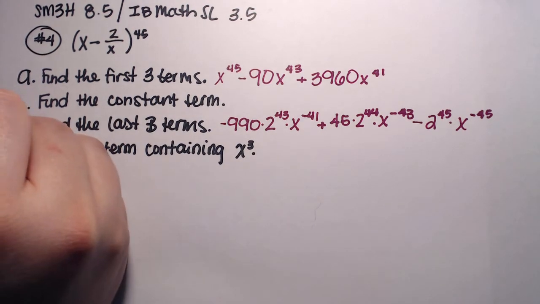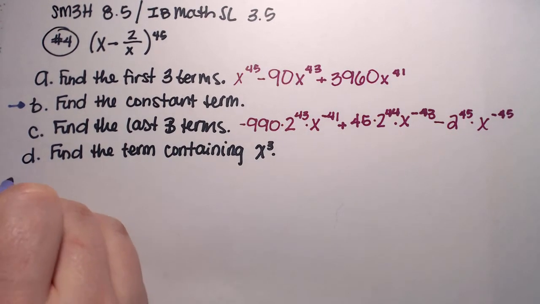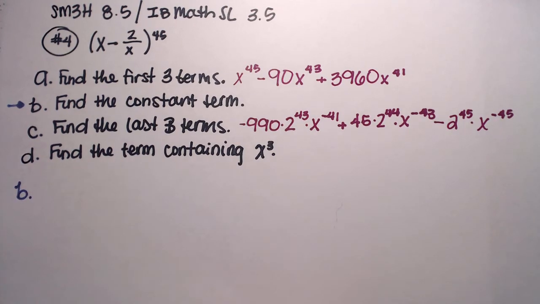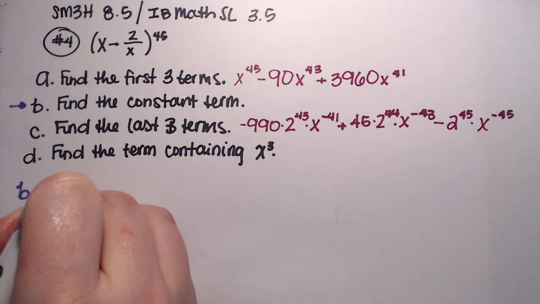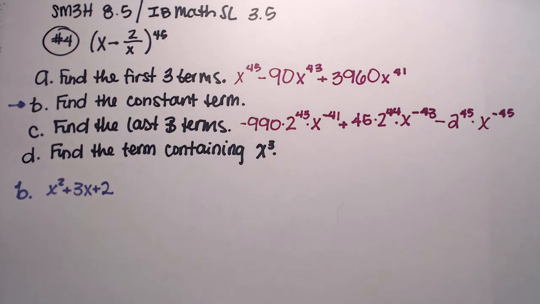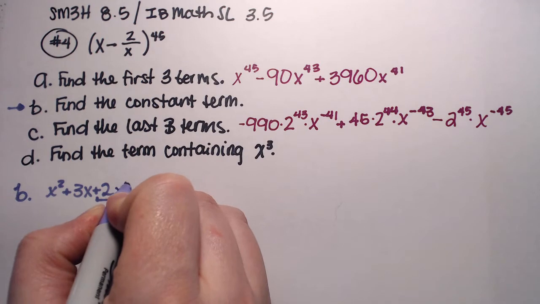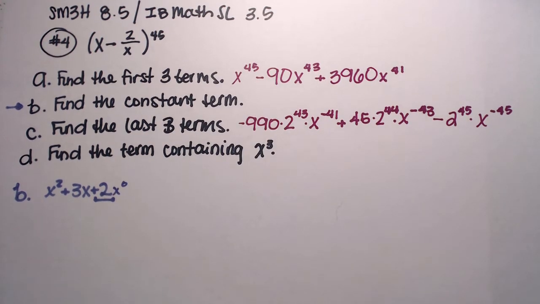So the first thing we're looking at is the constant term. Now, we need to know what a constant term is. A constant term is just where it has a constant. So, in this quadratic, this is the constant term. So you can think about it as, well, it has x to the 0 power.